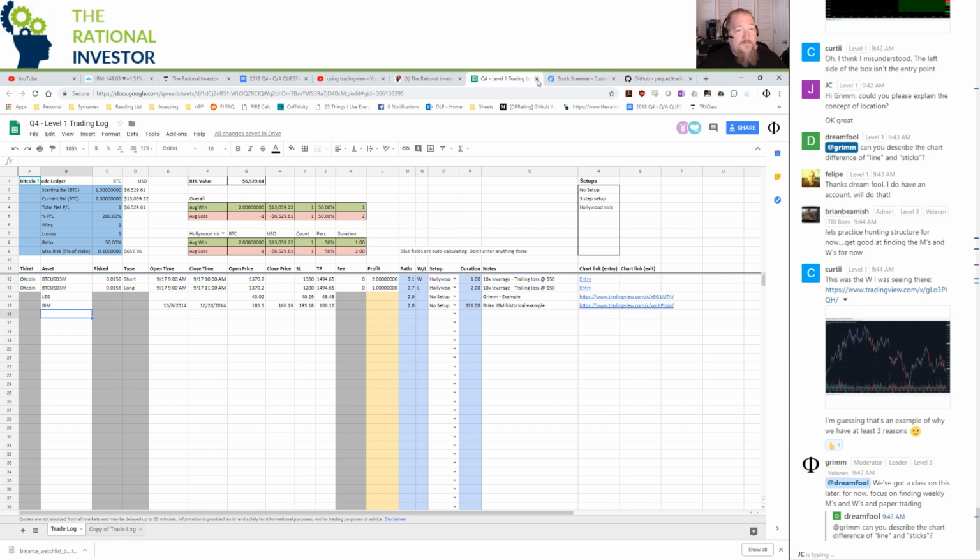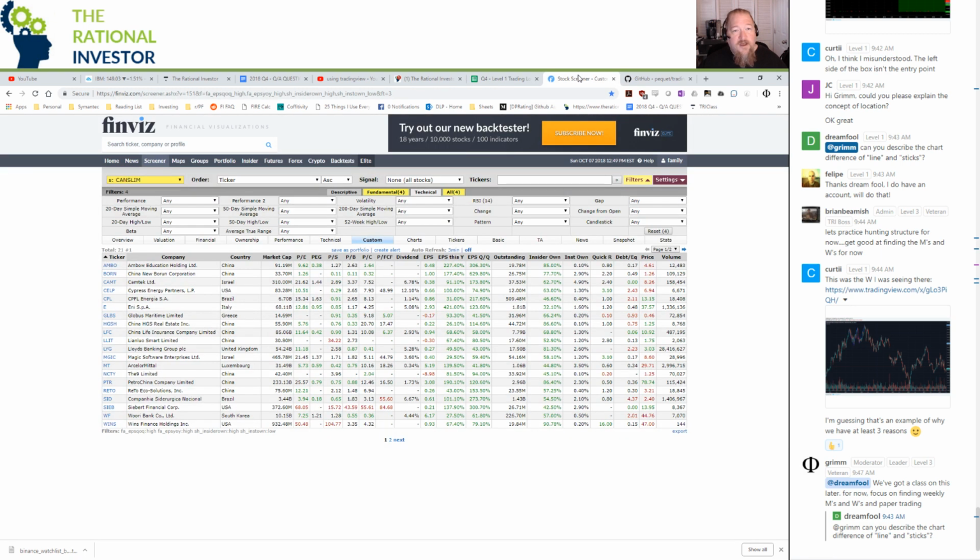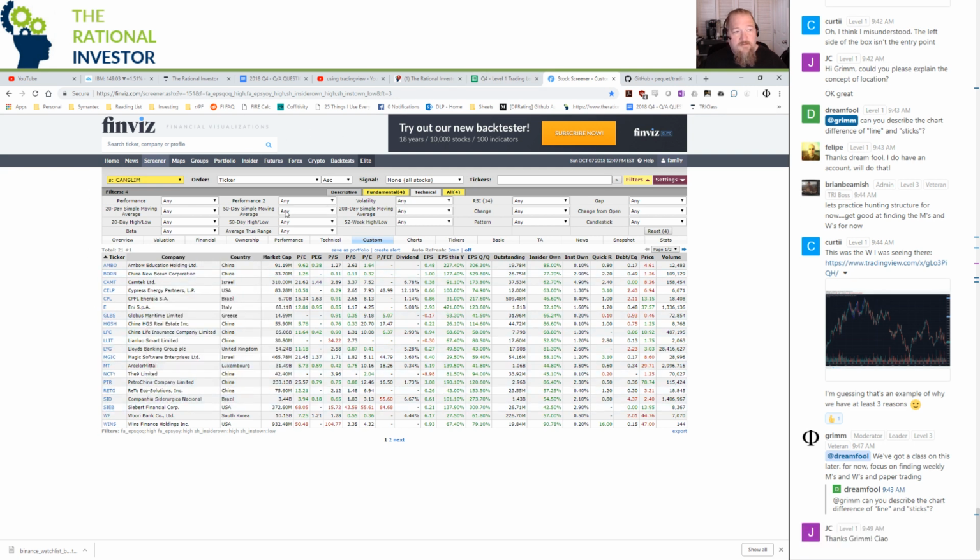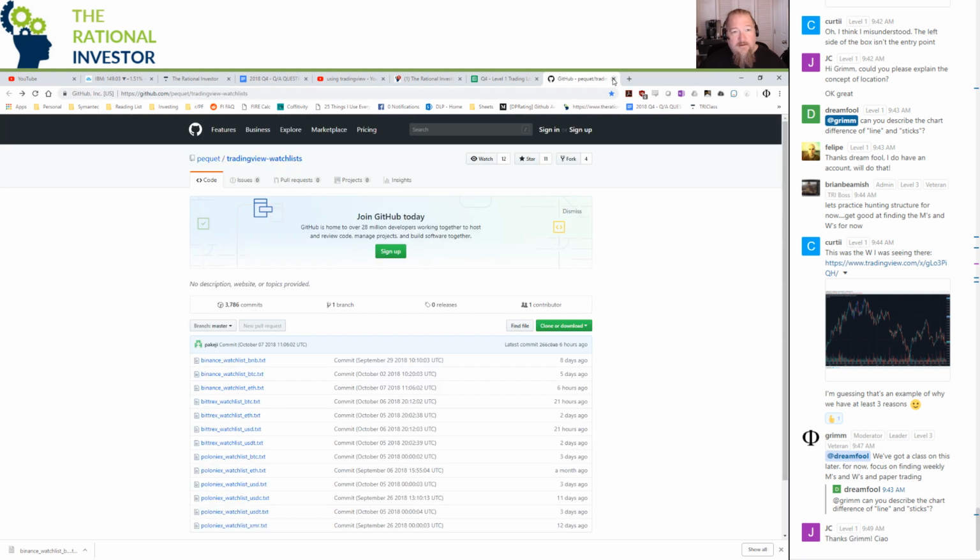All right. If you're wanting to find assets to look for these M's and W's on, use the screeners that we already provided in the fundamentals. And or if you want to find crypto, just look at the crypto that's available on the exchanges that you're using.